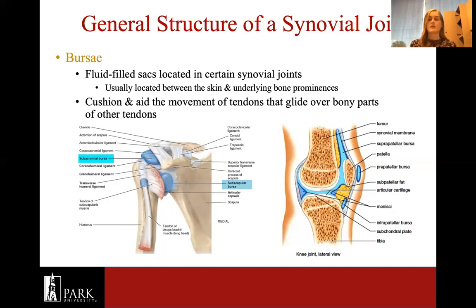Their role is to act as a cushion as well as an aid for the movement of your tendons to glide over those bony parts, because we don't want our tendons getting caught on a bony part of our bone, because then that's going to inhibit range of motion as well as cause discomfort. And that does happen if our bursa gets worn down, then it's not able to do its job.